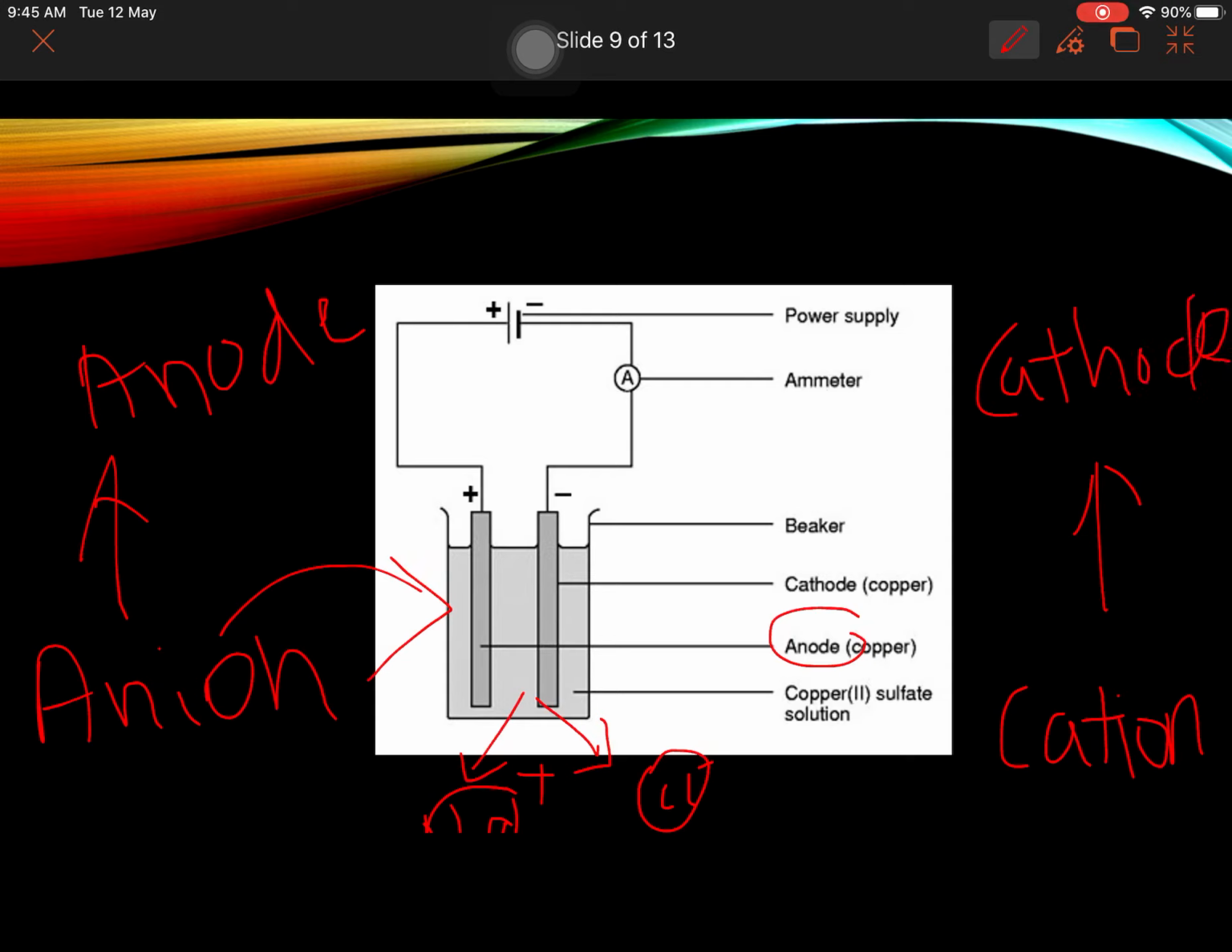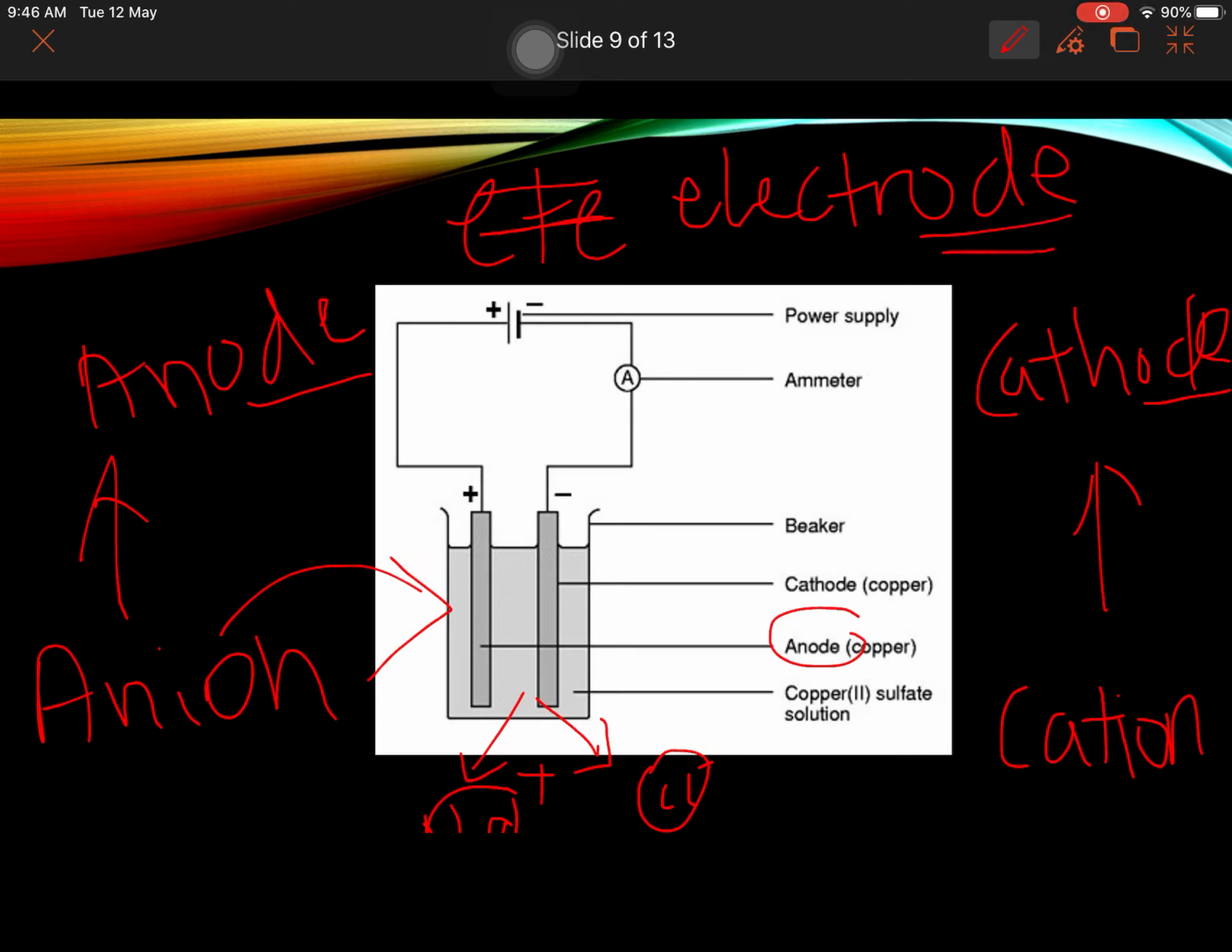The simple way for you all to remember: ODE. The term that contains ODE is electrode. You see, ODE, ODE. And all the free moving ions, can you see that? ION, ION. So a simple way to remember. Anion will go back home, that's anode, while cation will go back home, that is cathode.